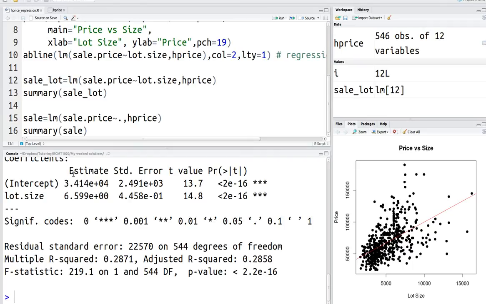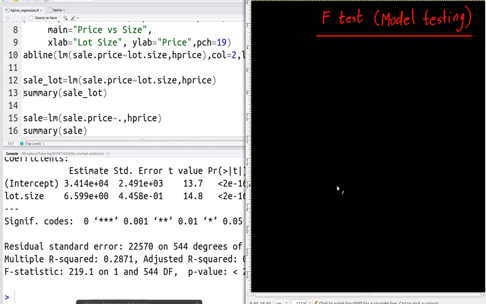Okay, so now I get the estimates of what I'm after. So the coefficients of the sale price are 3.4 and 6.59. So what I mean by that is if I was to write out my model, it's going to say sale price is equal to, so that e means 10 to the power of, in this case, 34,140 roughly, plus 6.59, so that e to the 0 means just multiply by 1, so 6.599 times the lot size, okay.